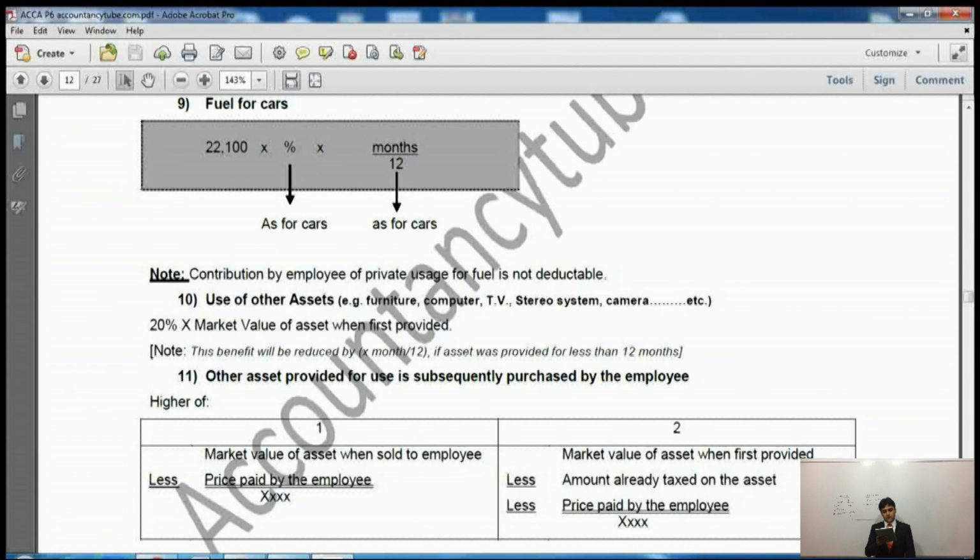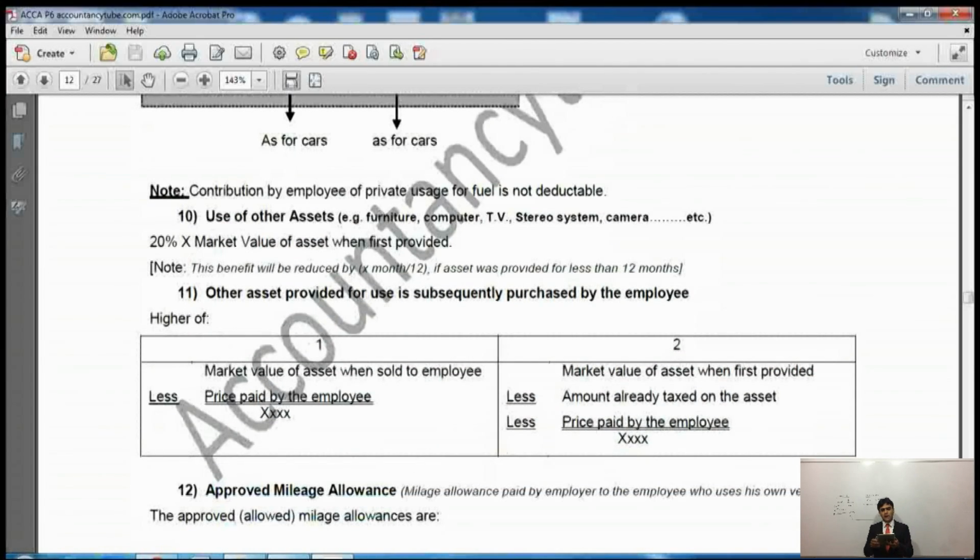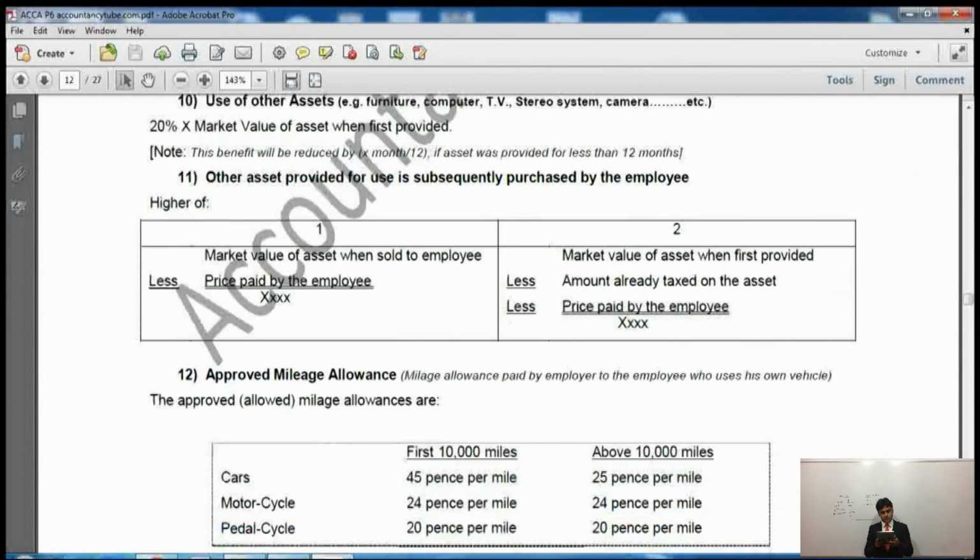It will be higher of market value of asset when sold to employee. So when I ask my boss to sell the laptop to me, I will take the value on that day, and I will deduct the price which I will pay to my boss, right? So I will take the market value when I am buying it from my boss, and deduct what I paid for it, and the remaining one will be the benefit of my other asset, and that amount will be added towards my benefits.